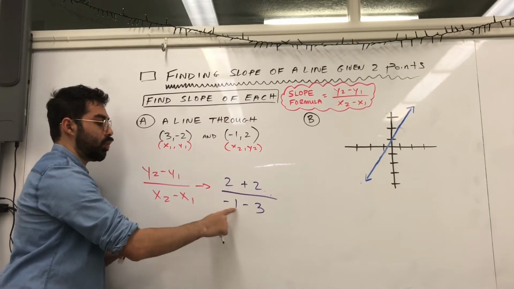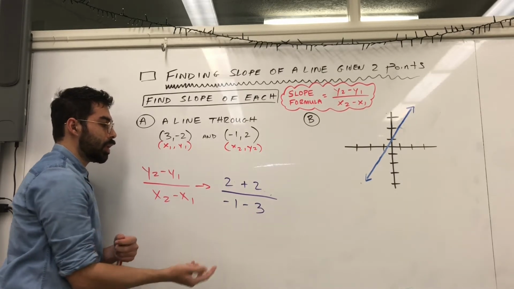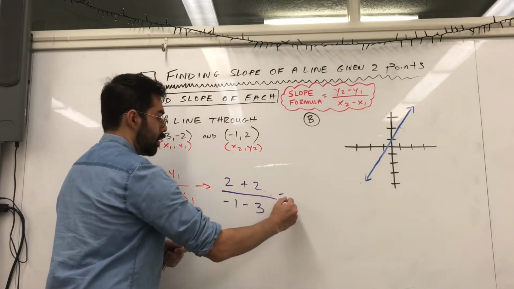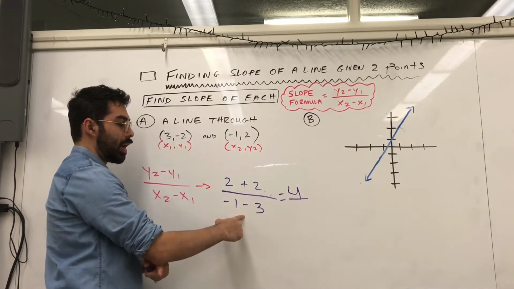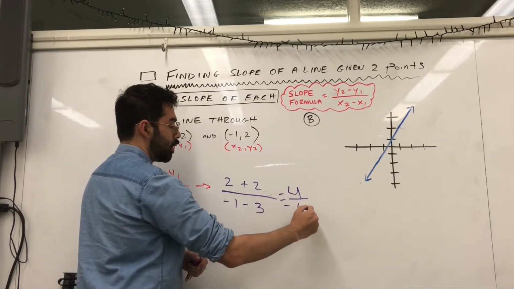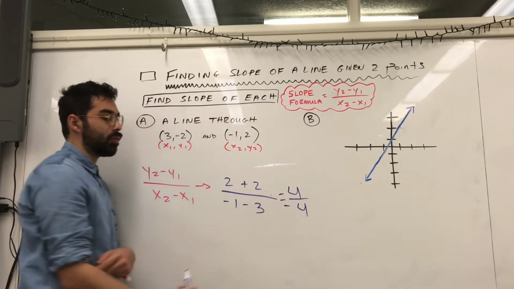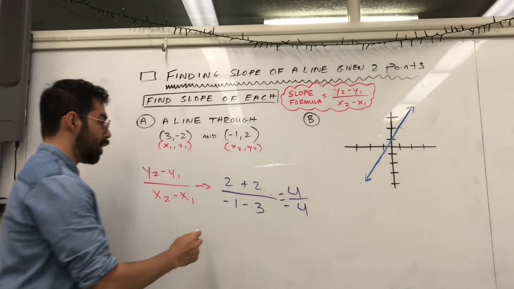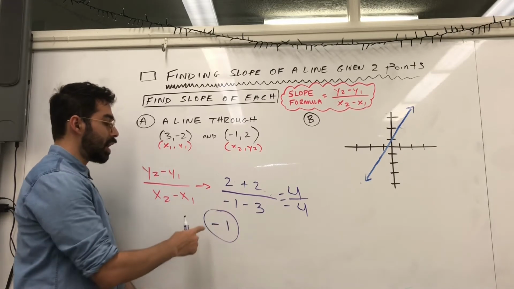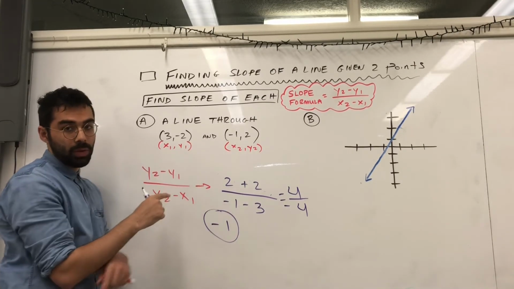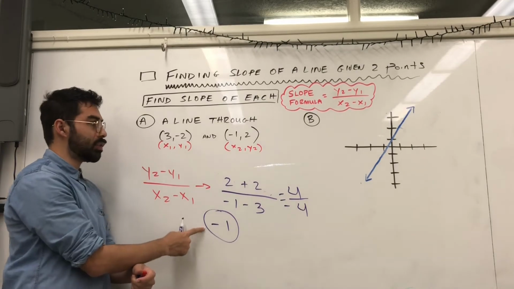And I have negative 1 minus 3. So this turns out to be 4 over negative 1 minus a negative 3, which is a negative 4. So that's 4 divided by negative 4, which is simply negative 1. So this has a slope of negative 1. That's your answer for your first one.